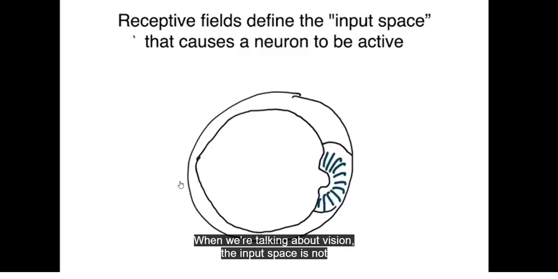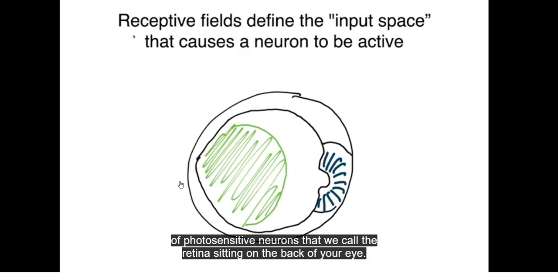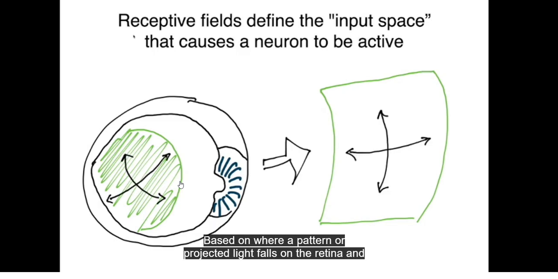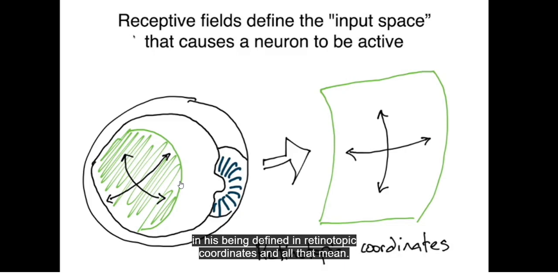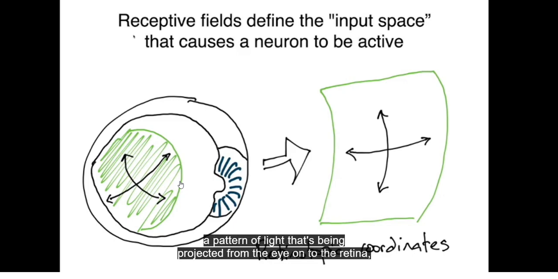When we're talking about vision, the input space is not defined by the sheet of skin covering your body, but rather by location on the sheet of photosensitive neurons that we call the retina, sitting on the back of your eye. We can talk about this input space based on coordinates that are defined by where a pattern of projected light falls on the retina, and we can talk about the topography of the input space as being defined in retinotopic coordinates. All that means is describing a dot of light or a pattern of light that's being projected from the front of the eye onto the retina, describing where that dot of light or pattern of light falls in coordinates that are defined relative to the position on the retina.